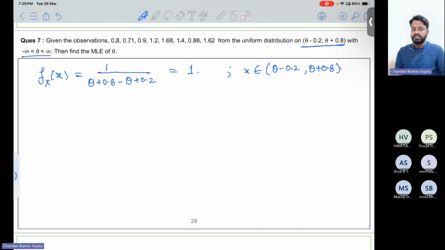For ML estimation, here again the support depends on the parameter itself.